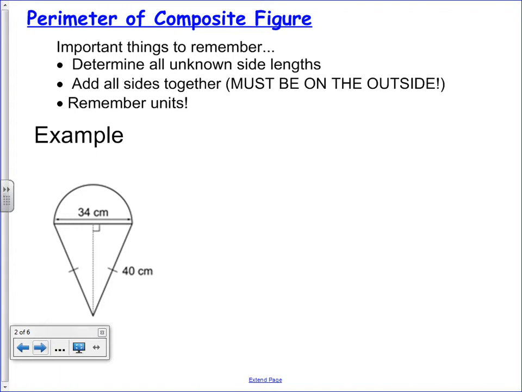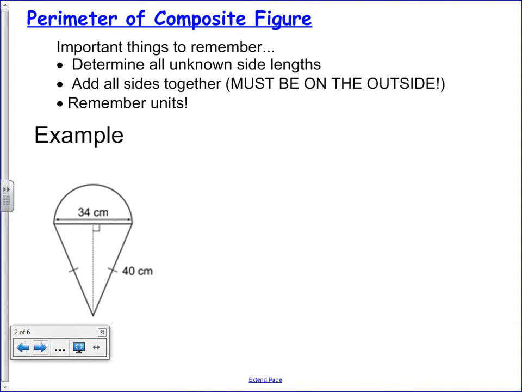So it says here, important things to remember. Perimeter is the distance around a shape, and you must determine all unknown side lengths. That's your first step. Second step, you add all the sides together. They must be on the outside, so we don't include sides on the inside. And remember your units: meters, centimeters, millimeters. It's the same unit.